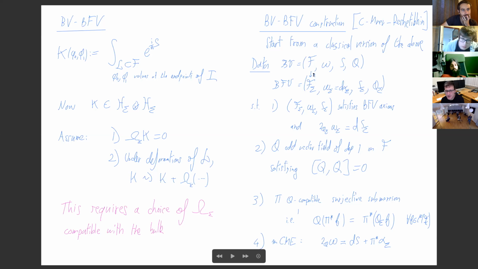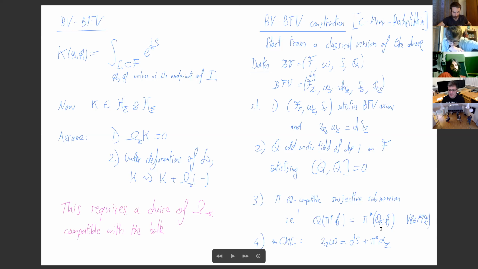So what I wrote here, this is pi. This pi is a surjective submersion from F to F sigma, and I want Q and Q sigma to be pi-related. One way to express this is: for every function on F sigma, you can either take its pullback and then apply Q, or you can first apply Q sigma and then pull back, and they should be the same. Okay, so this is a compatibility between Q and Q sigma.